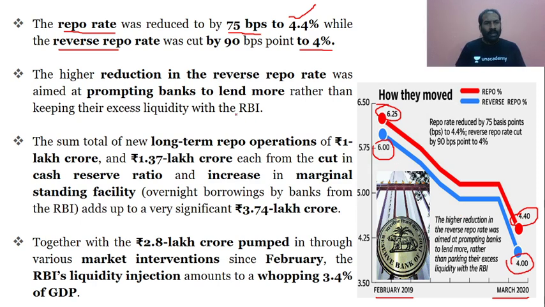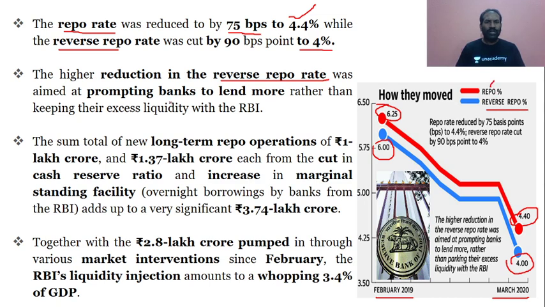And the higher reduction in the reverse repo rate, what is the reason why the reverse repo rate has been reduced? What the reverse repo rate and repo rate are, I will certainly make you understand. But looking at this, the higher reduction means the reverse repo rate reduction is more than the repo rate. So what was the reason why the RBI has gone ahead with a reverse repo rate cut more than the repo rate?